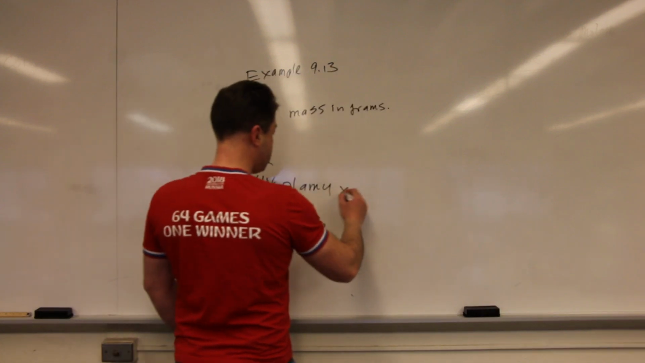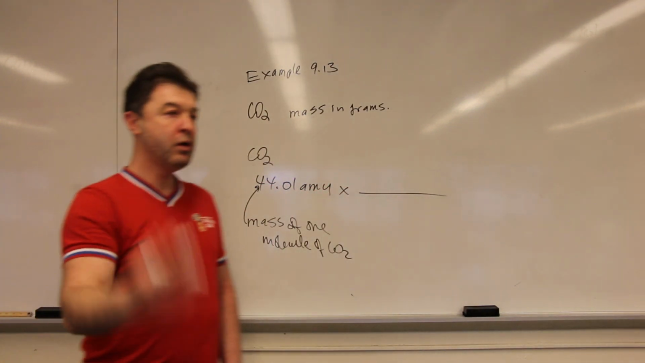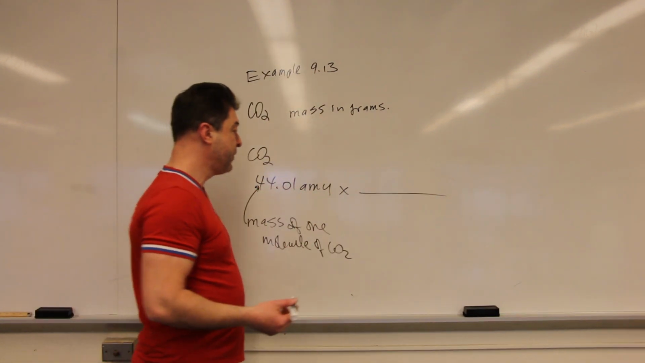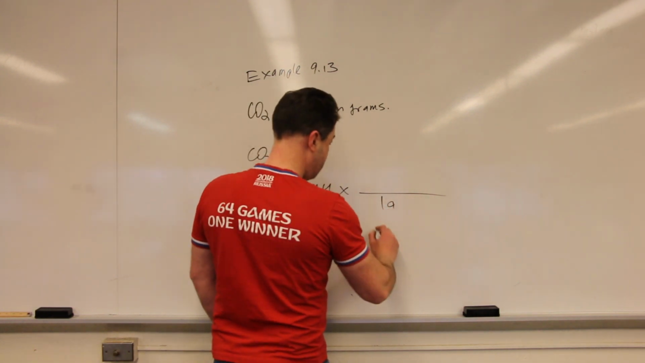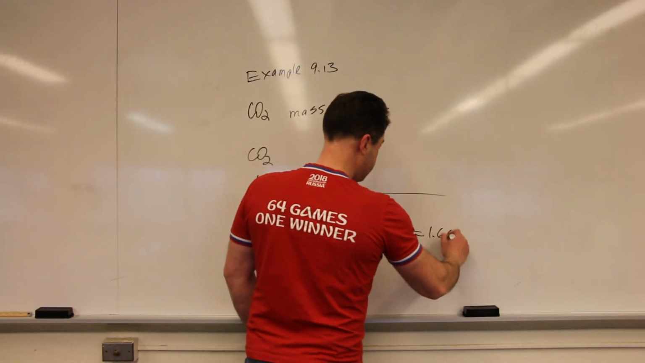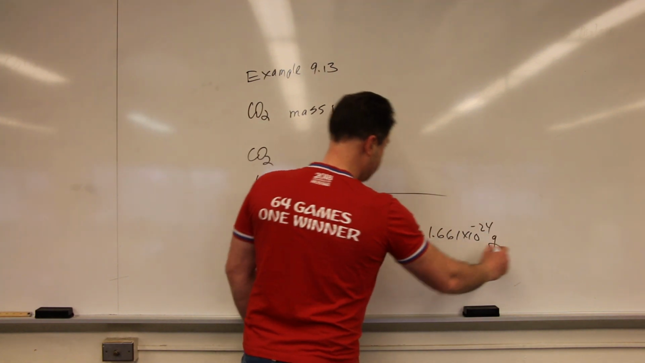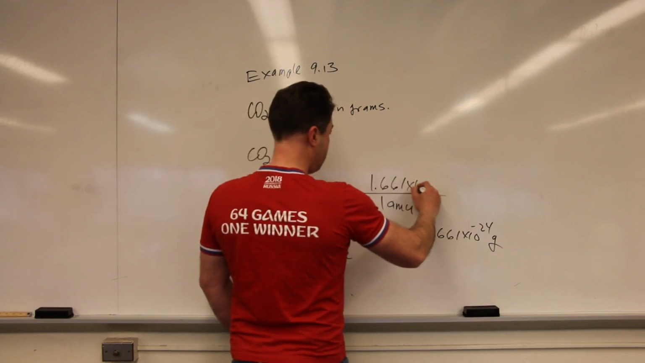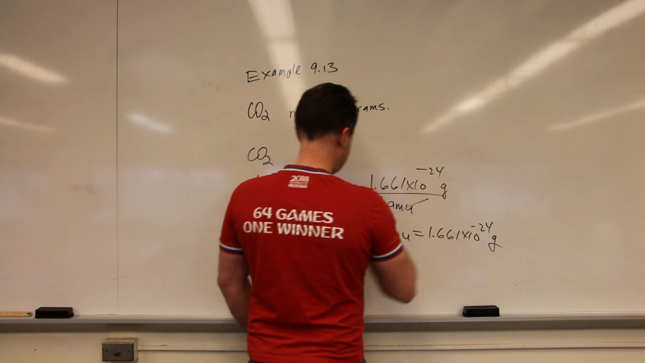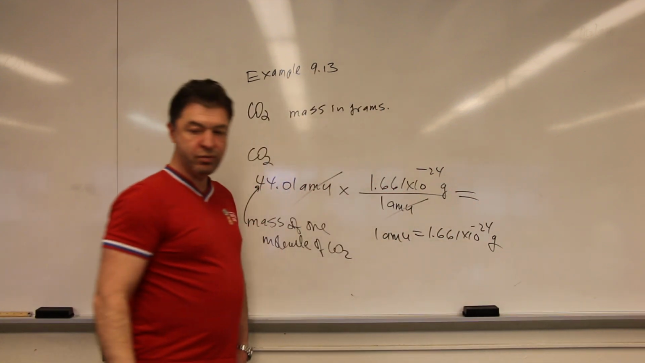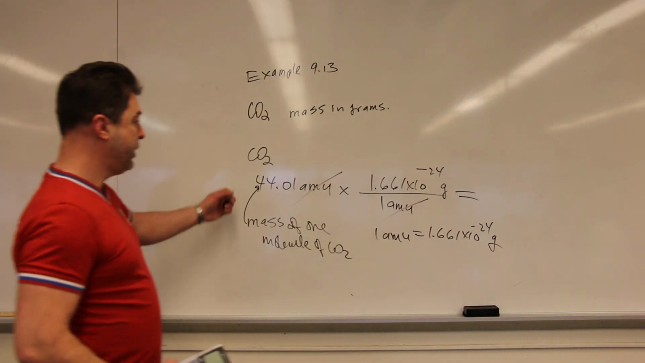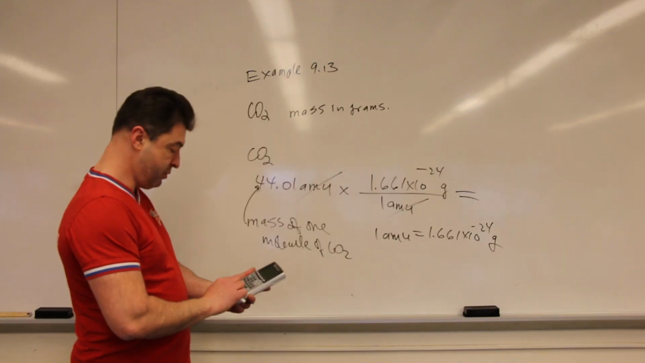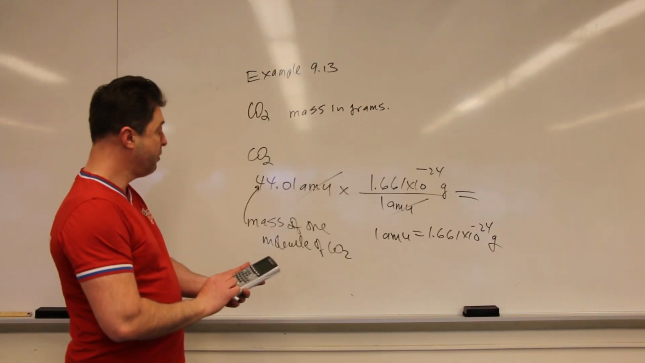Now, remember the conversion factors, guys, I did right before. 1 AMU is equal to 1/12 of the mass of a carbon-12 isotope atom. And so the conversion factor was 1 AMU equals 1.661 times 10 to the negative 24 grams. This becomes a conversion. The AMU cancels out, and all I have to do is multiply 44.01 AMU times this conversion factor to get the mass in grams of one molecule of CO2.